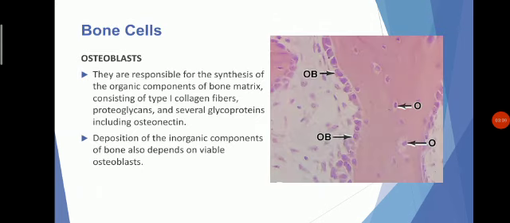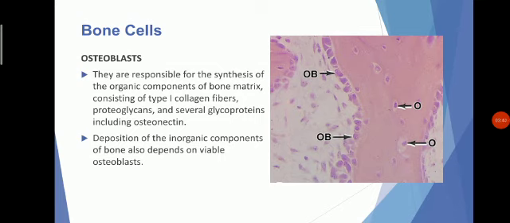Bone cells. Osteoblasts. They are responsible for the synthesis of the organic components of bone matrix, consisting of type 1 collagen fibers, proteoglycans, and several glycoproteins, including osteonectin. So, the main responsibility of these cells is the synthesis of organic components of bone matrix. Deposition of the inorganic components of bone also depends on osteoblasts.